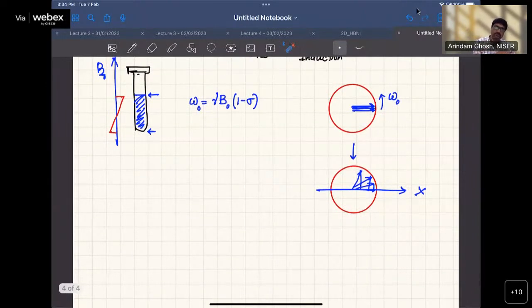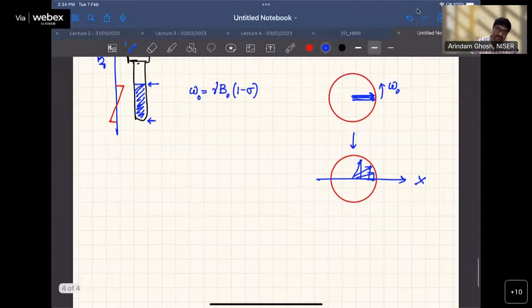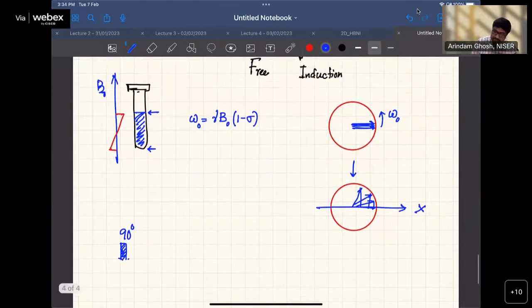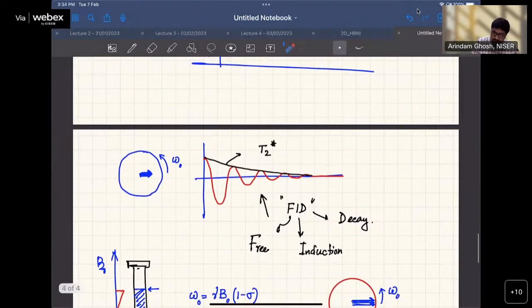This is Carr, Purcell, Meiboom, Gill. There are four different scientists together in a paper. They gave this particular sequence. All you have to do is start with a 90-degree pulse. So this 90-degree pulse is creating this XY plane, this nice bunch. Then you do not just start observing.